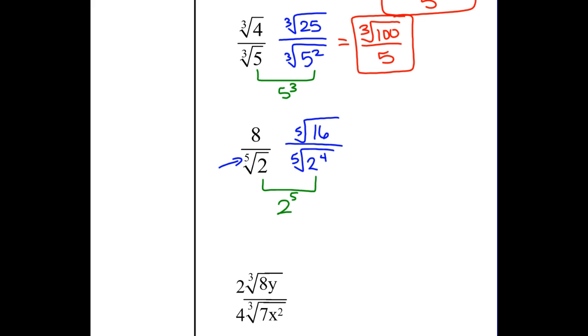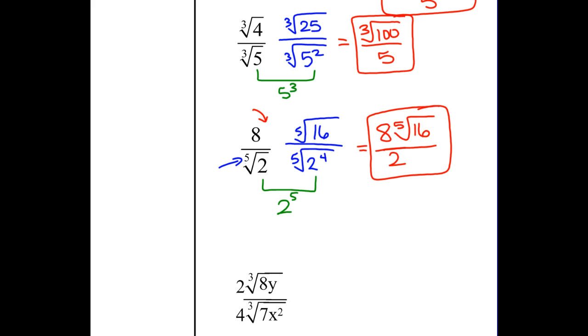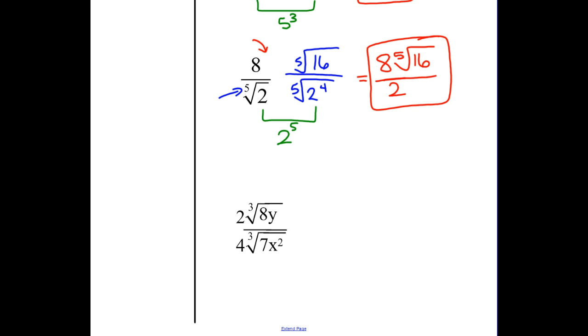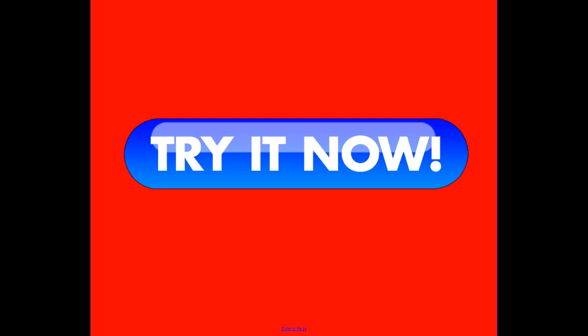Now we multiply our insides, we'll get 2 to the 5th, which cancels out to be 2 in our denominator. Now we don't have a radical with our 8, so really it just becomes 8 times the 5th root of 16 on our top. And there's our fully simplified version. All right, the last one's pretty tricky. I want you guys to try that one on your own, and then I'll put the answer up there in 1 second.